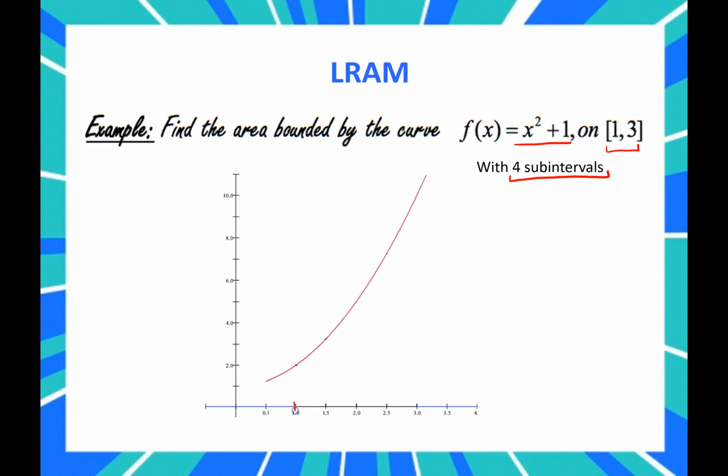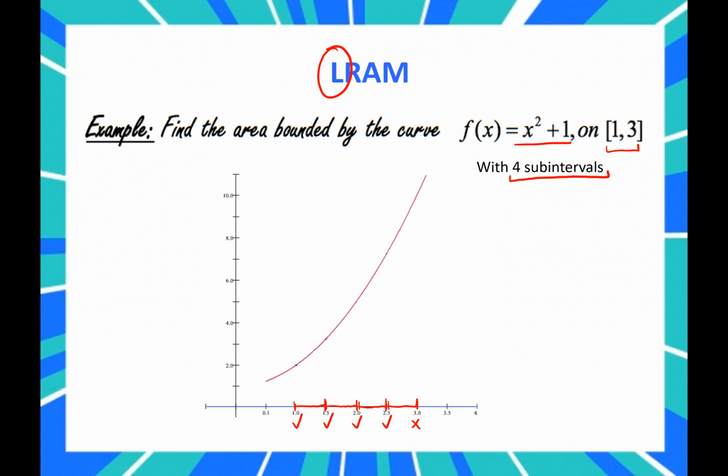So here's my interval right here. From here to here is going to be possibly a rectangle. From here to here, possibly a rectangle. Here to here, and then here to here. See how I've gone from 1 to 3. But the question is, what's the height of the rectangle going to be? Well, when we're doing the LRAM, we choose these 4 points to the left. We do not choose the one on the right.